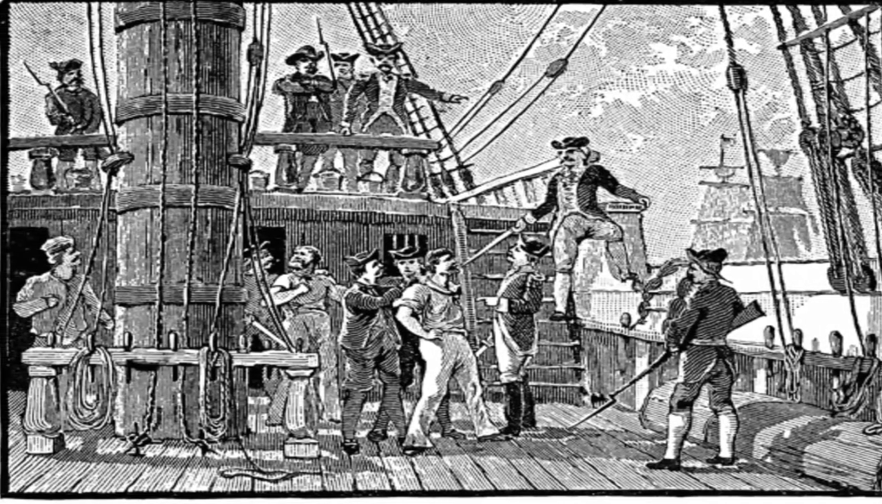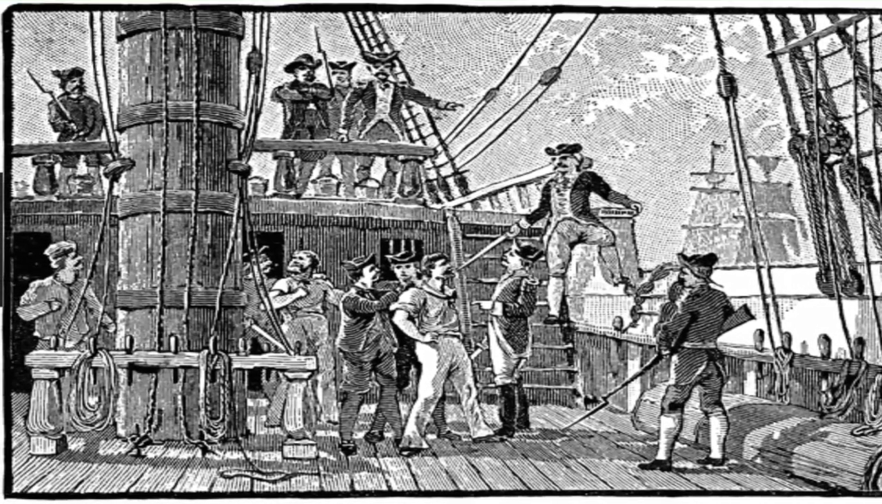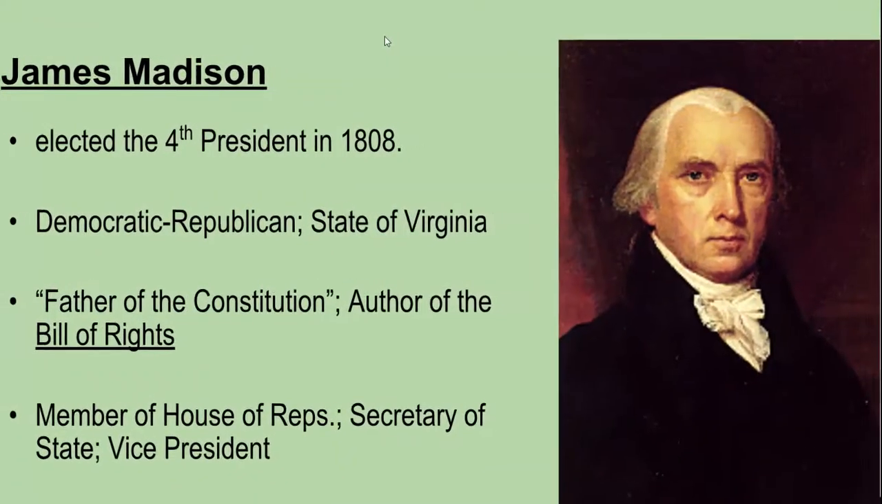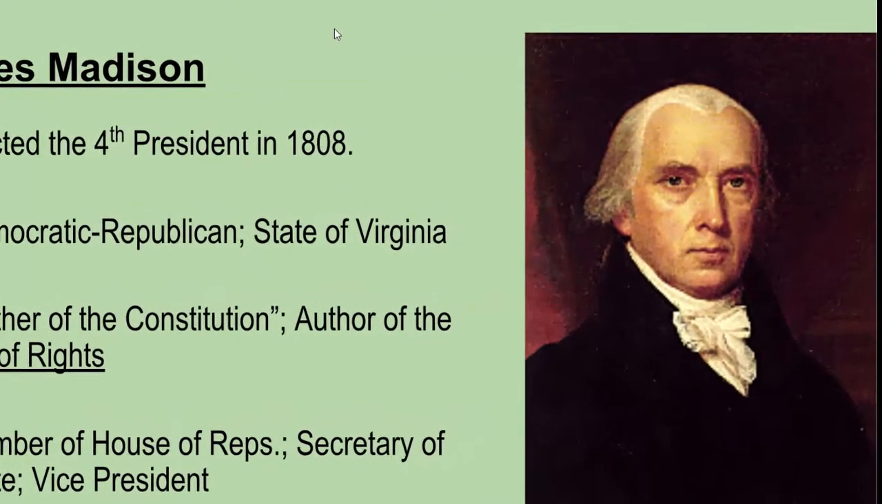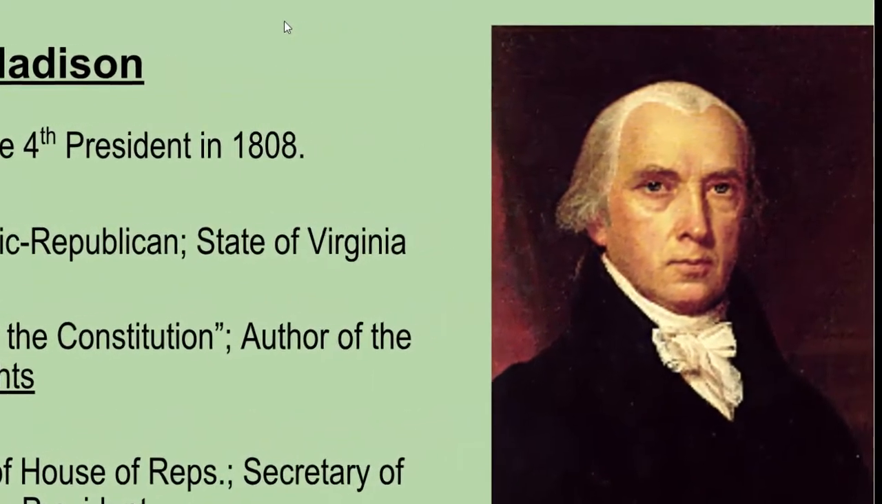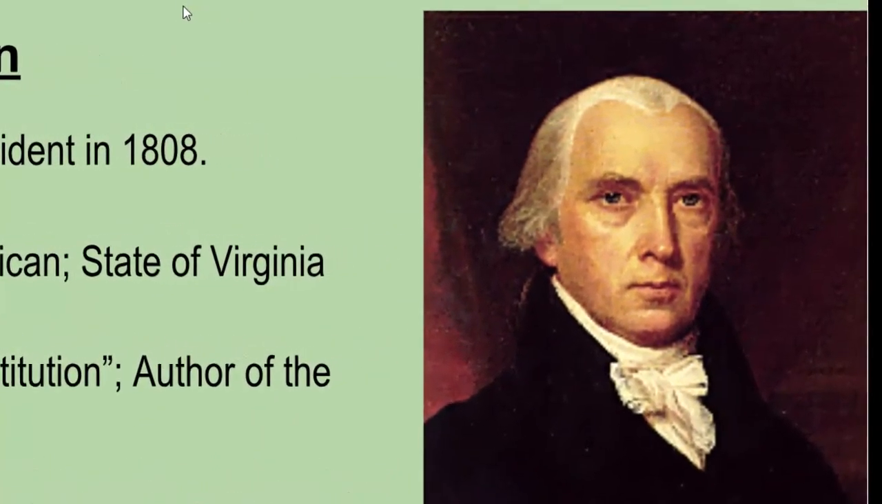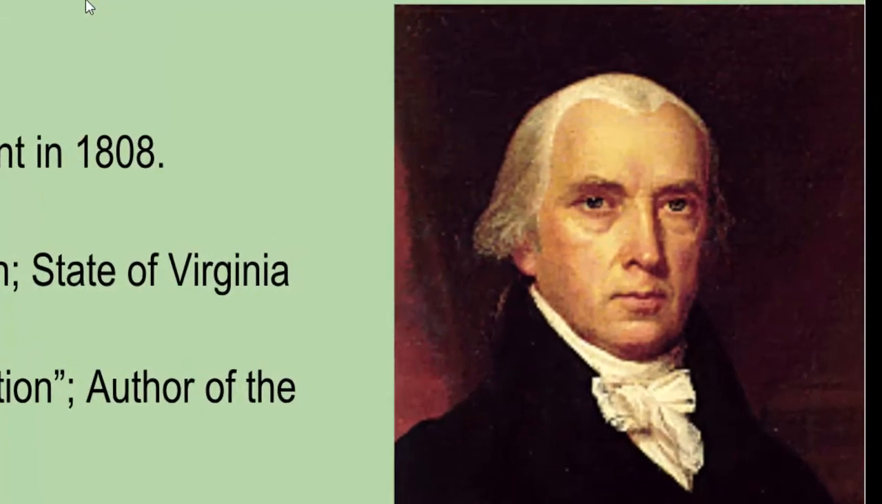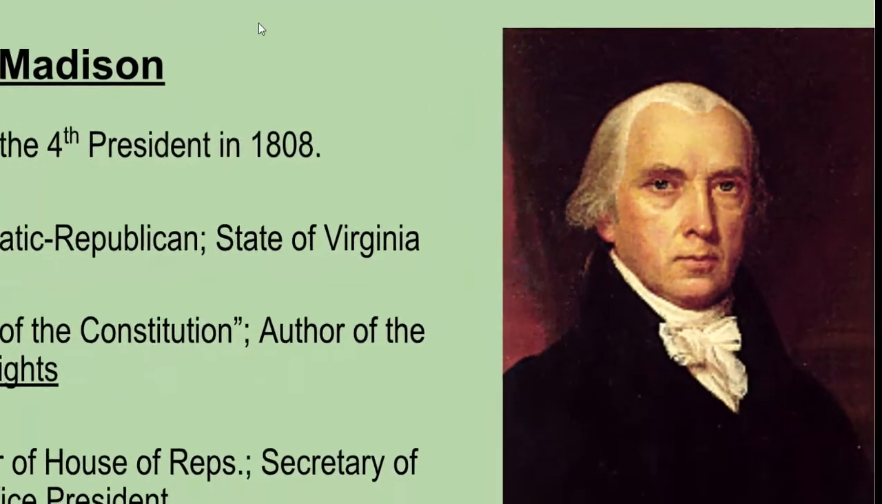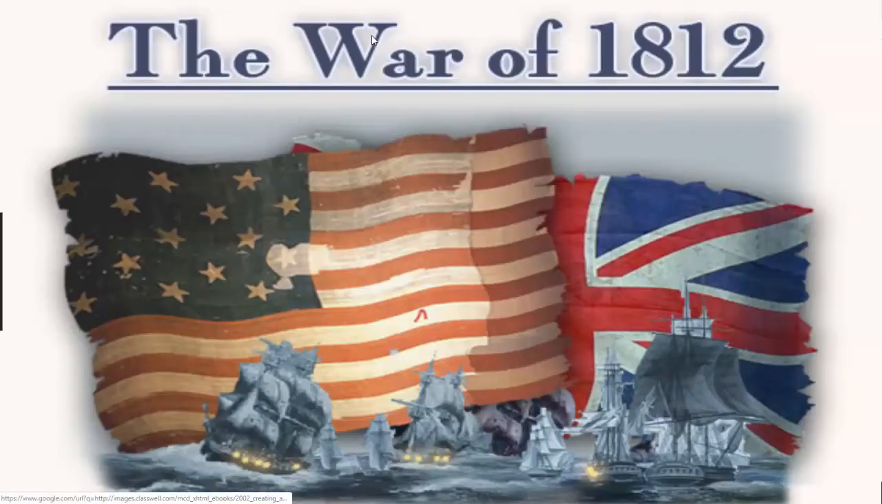When Thomas Jefferson leaves office in 1808, he is followed by his second vice president, a man by the name of James Madison, father of the Constitution. And he will listen to these war hawks that are predominantly in southern and western states, and he will go to war with England in 1812. He'll ask Congress for a declaration of war. And for 2 years, we will fight the British. And in 1814, we will negotiate a peace treaty.